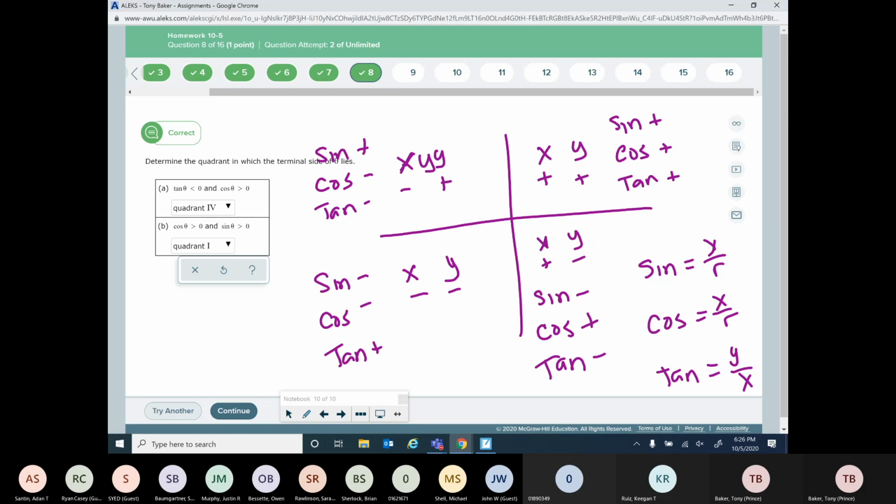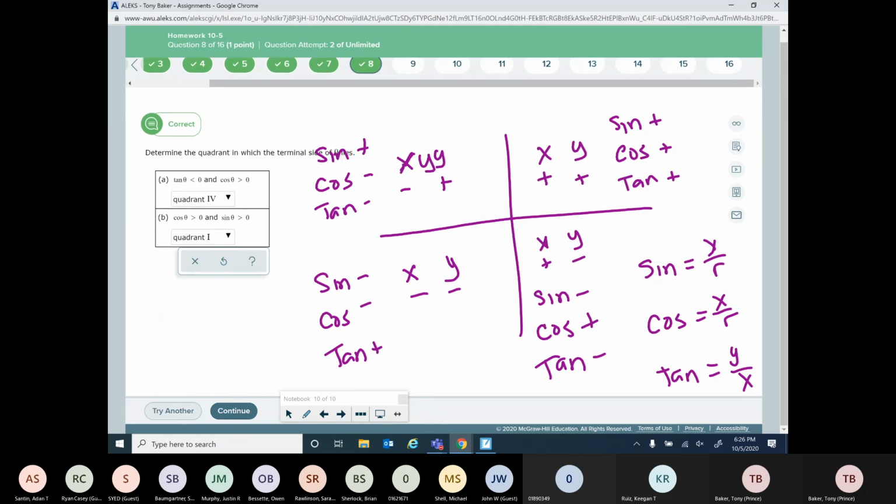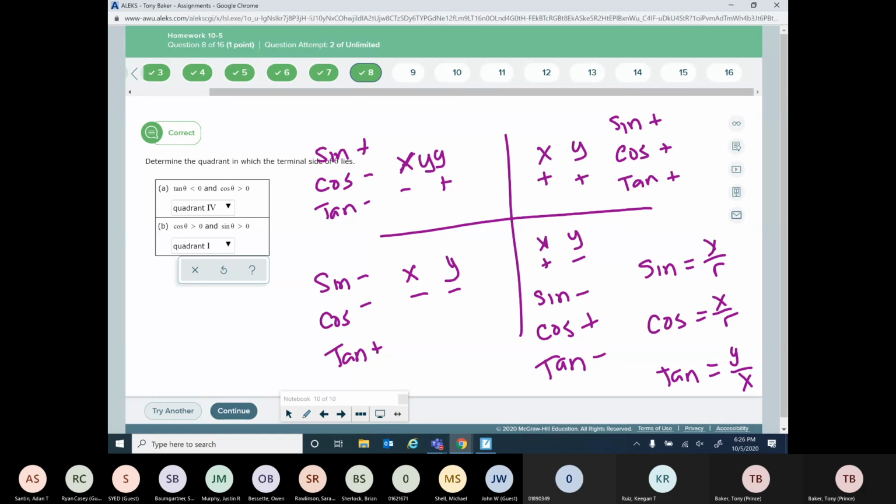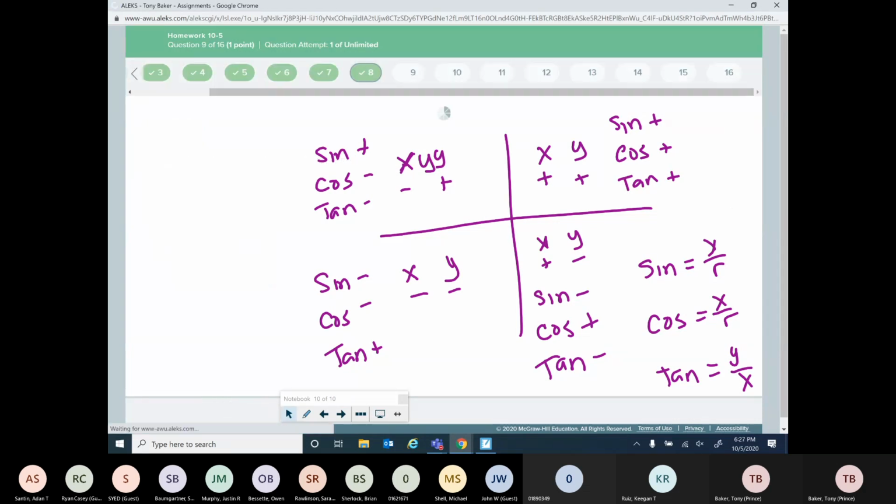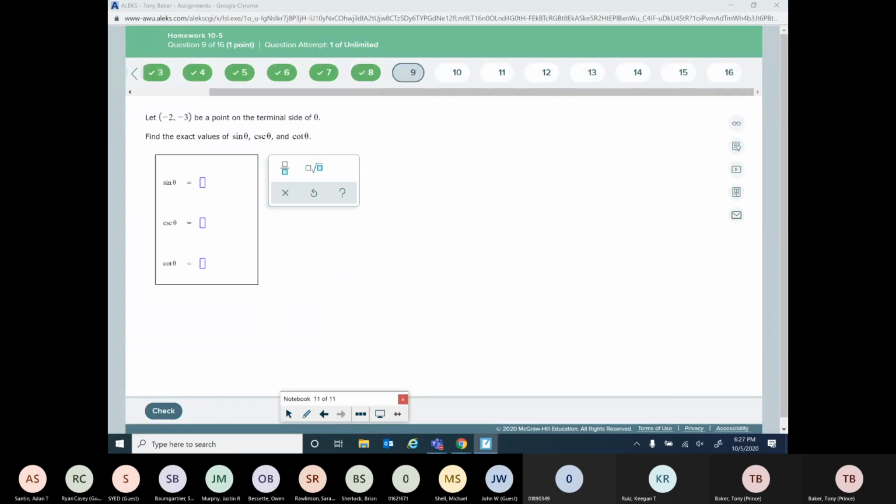Any questions with that one? All right. I think that's the end of those, and then we're going to work on solving some equations now. Nope. 1 or 2 more of these.